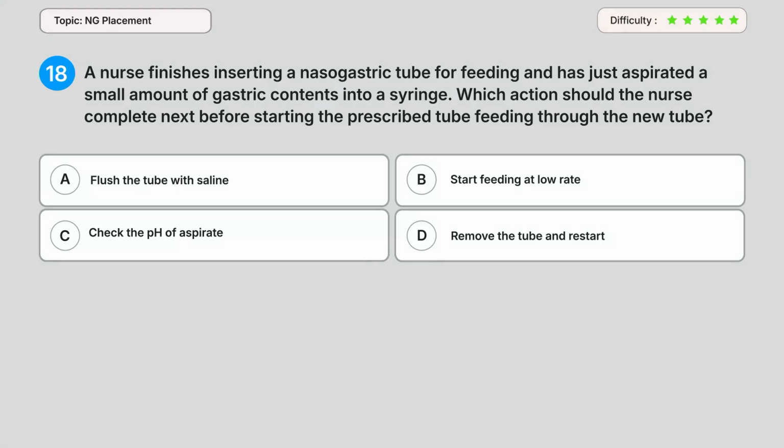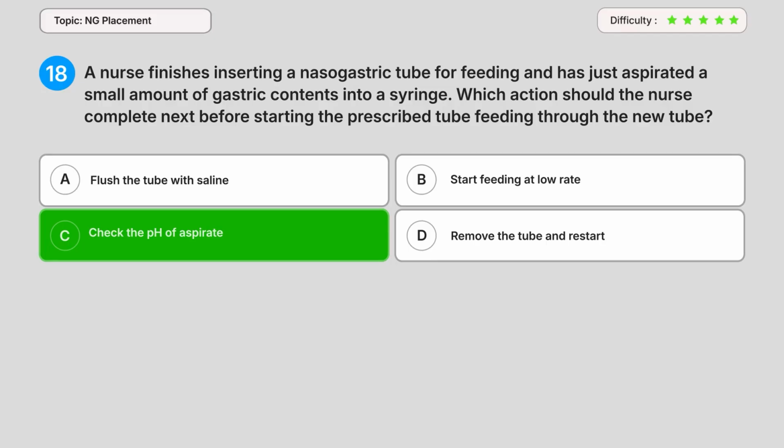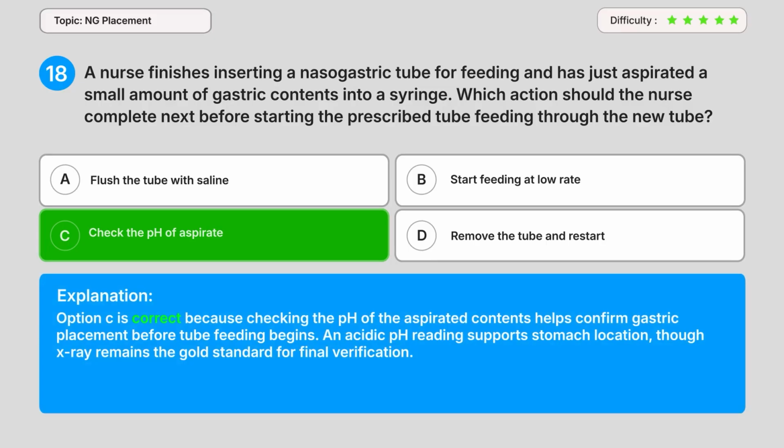Correct answer. C. Check the pH of aspirate. Explanation. Option C is correct because checking the pH of the aspirated contents helps confirm gastric placement before tube feeding begins. An acidic pH reading supports stomach location, though X-ray remains the gold standard for final verification.